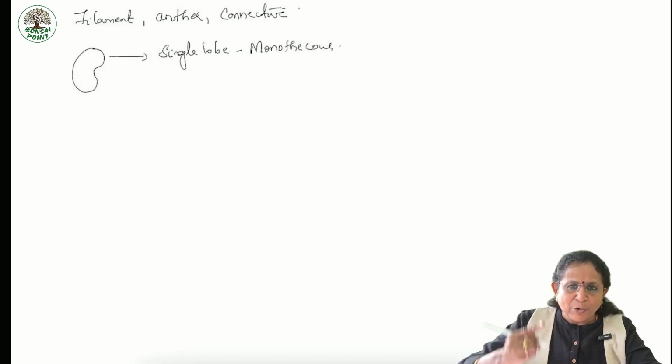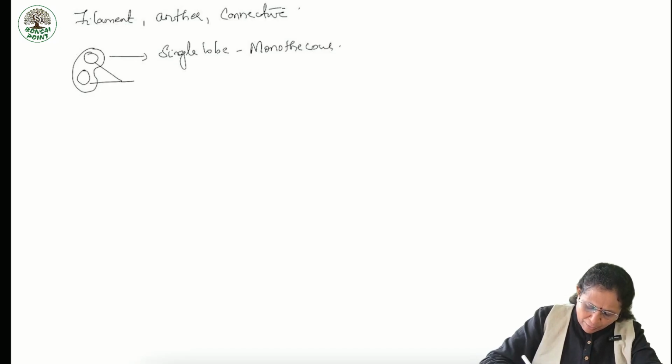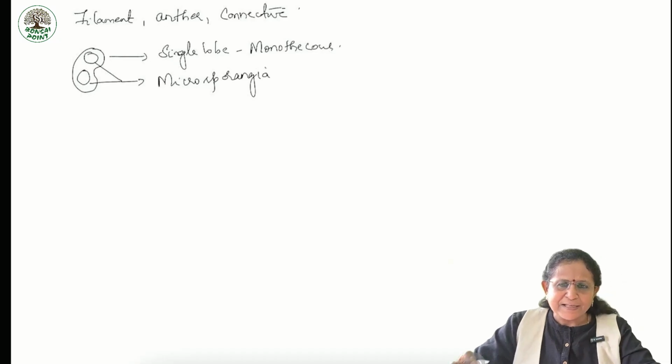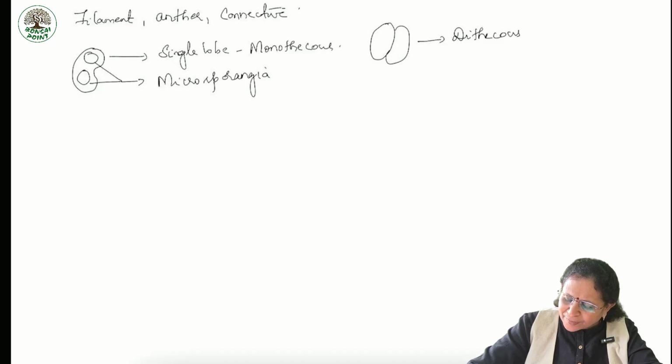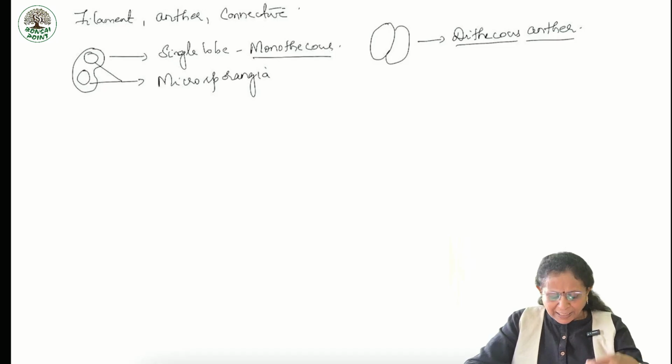Even if it is a single lobe, it has two spherical structures in it. These are called microsporangia. They are circular, bag-like structures. Now on the other hand, the anther may be bilobed. In that case, we call it dithecous anther, if it has two lobes. Anther with a single lobe is monothecous anther. Anther with two lobes is said to be dithecous anther.